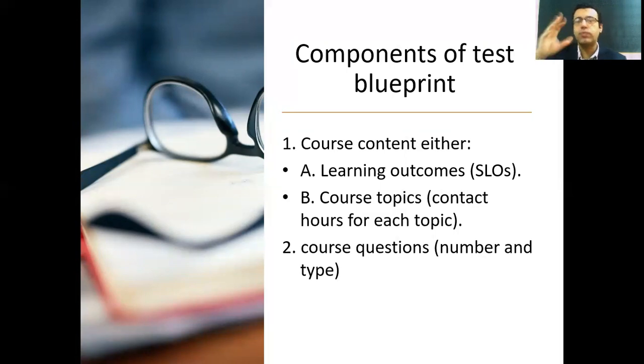For example, beta blocker 1, beta blocker 2, beta blocker 3, and so on. You have, for example, 16 SLOs, so you need to develop around 10 to 16 questions. So the course content, learning outcomes, and contact hours will impact your development of questions to be included in this blueprint. Then course questions, number and type, are important.